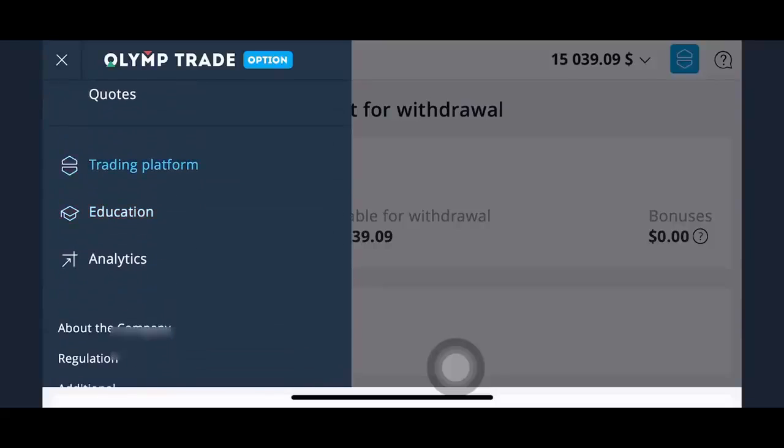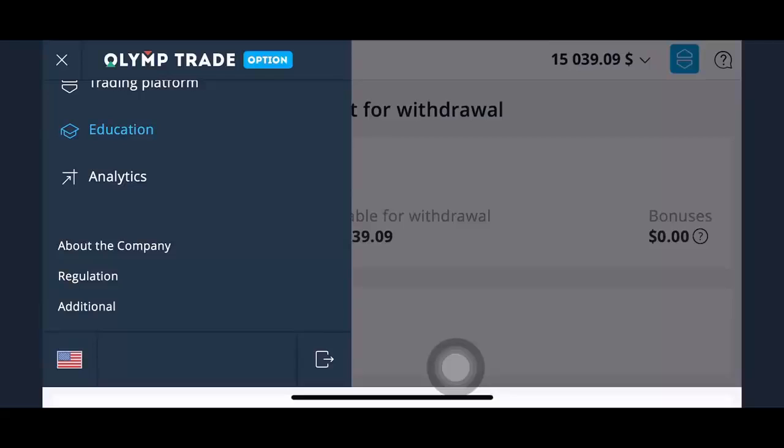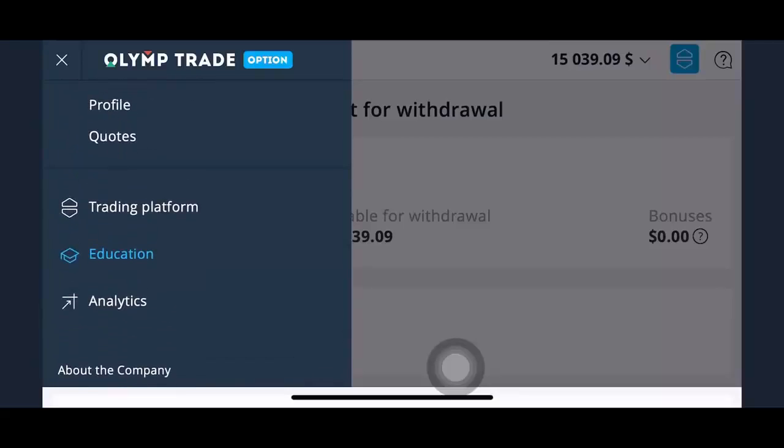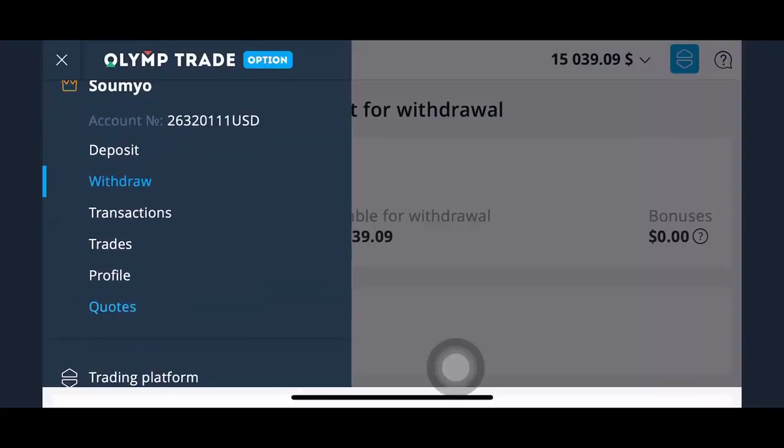You can change your language options, log out, and read about the company. You have an education section where you can learn about different tricks, strategies and indicators. You have analytics where you can read about news and more. You have profile, trades, transactions, and then the withdraw. You can see the withdraw in blue. This is where you tap to make a withdrawal request.